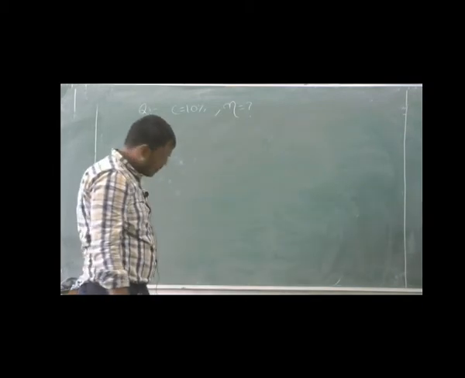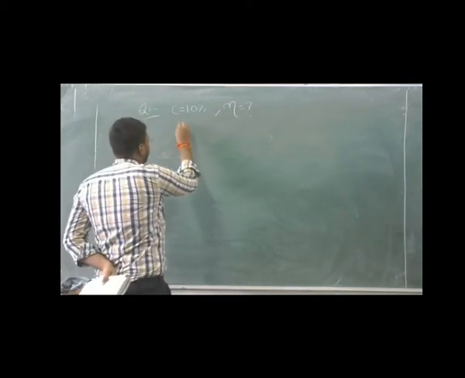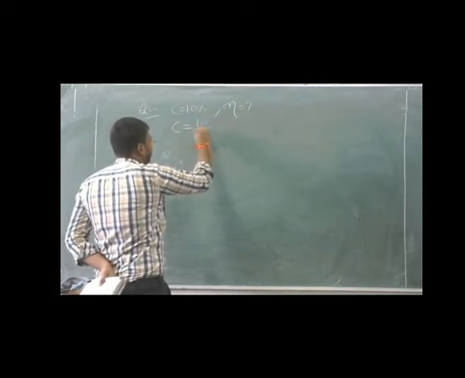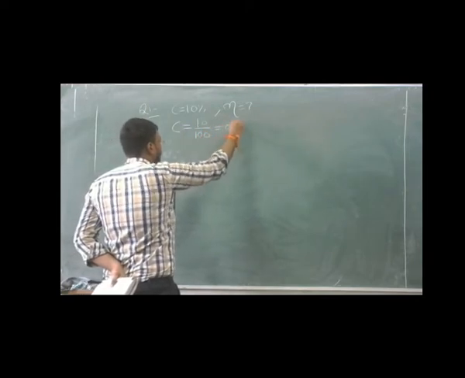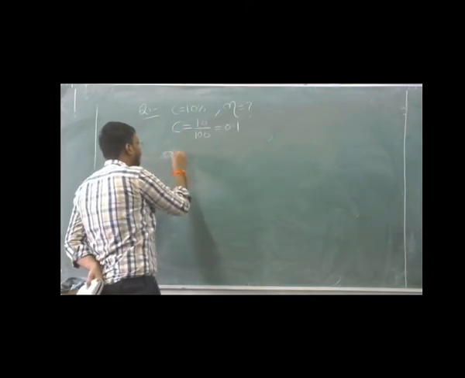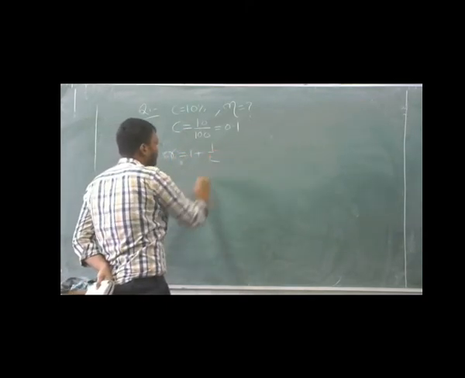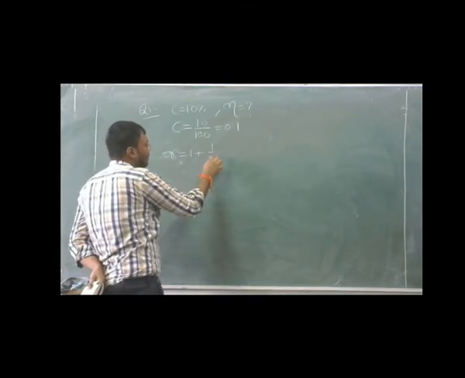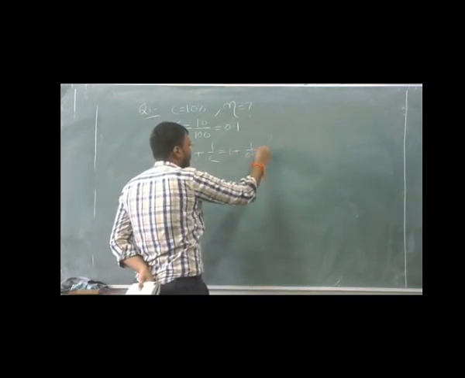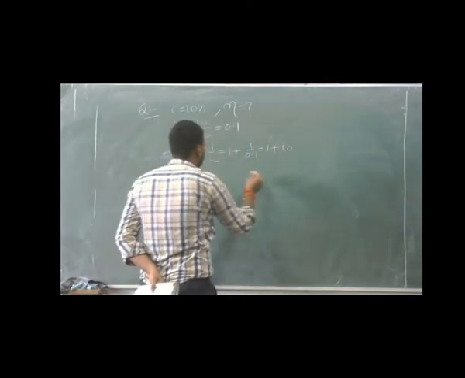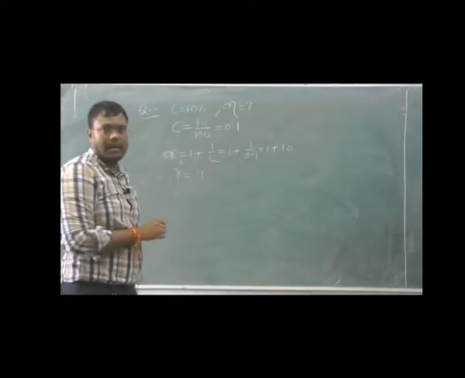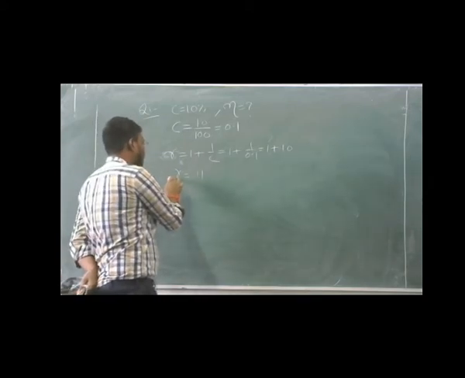Now, clearance ratio is 10%, which means we divide by 100: 10 by 100, so it is equal to 0.1. We know the formula R is equal to 1 plus 1 by C. Put C equal to 0.1, so 1 plus 1 by 0.1, we get 1 plus 10. So R is equal to 11.